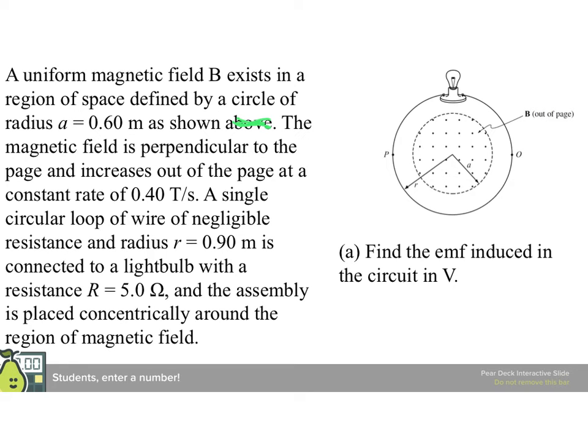teslas per second. A single circular loop of wire of negligible resistance and radius of 0.9 meters is connected to a light bulb with a resistance of 5 ohms, and the assembly is placed concentrically around the region of magnetic field, as shown. Find the EMF induced in the circuit in volts.